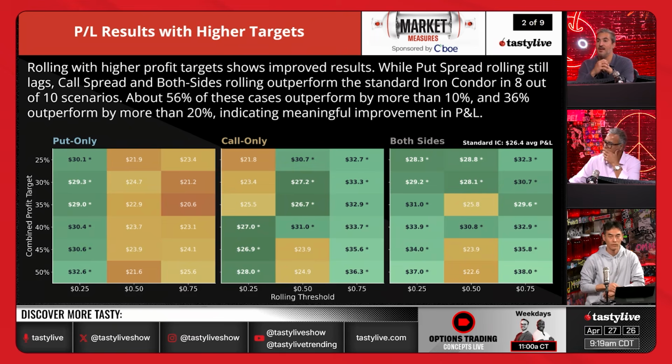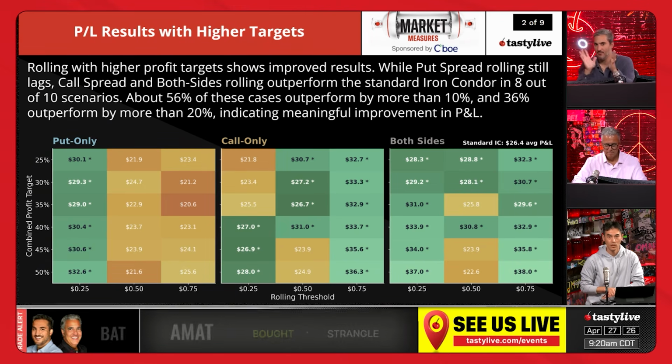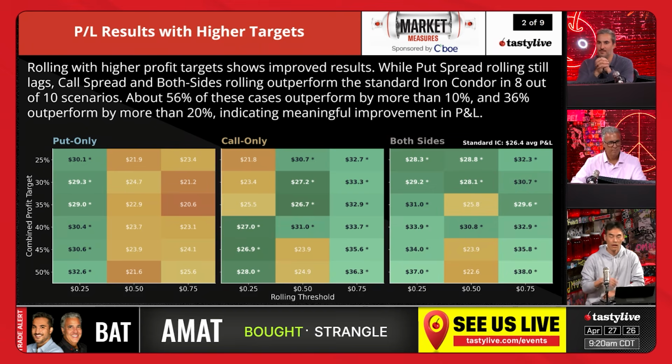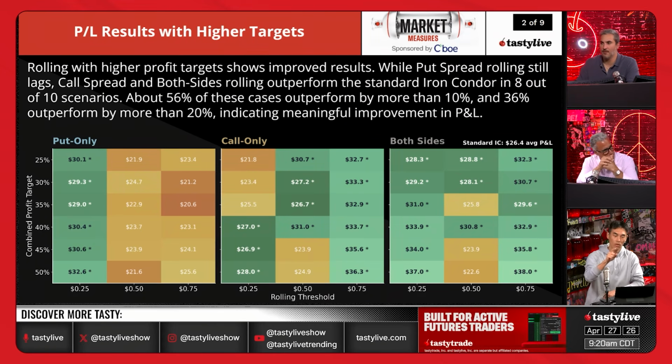Yeah. So rolling both sides or rolling the call side are very promising. Are better in terms of P&L, yes. And also, 56%, more than half of the scenarios on the call and both sides, can beat the standard iron condor by 10%. So your final P&L is 10% better than the standard iron condor. In more than a third of these scenarios, you can beat the iron condor by 20% in P&L.